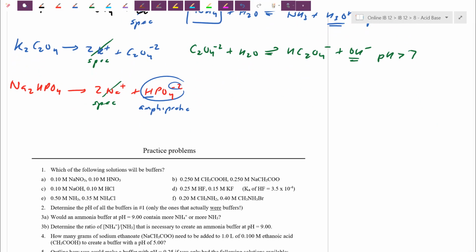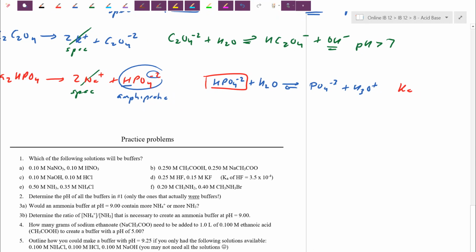If this one here is an acid, HPO4 minus 2 in the presence of water, as an acid, it is going to donate a proton over to water. We're going to end up with PO4 minus 3 and hydronium. The equilibrium constant for that one would be called Ka, because it's an acid constant. That's it acting as an acid.